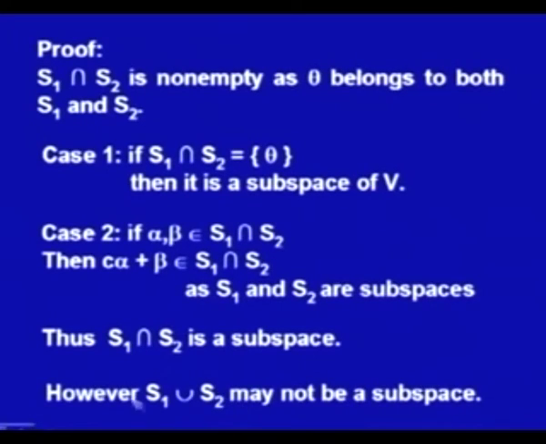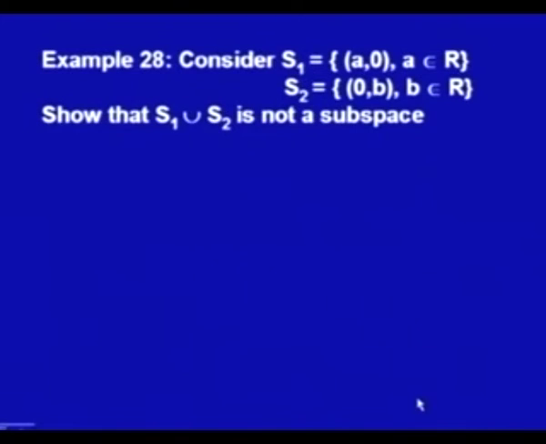However, if you consider the union of the two sets, it may not be a subspace. Now, to prove this, we have to establish by example. So, this is the example which we consider. S1 is equal to the set of (A, 0), A belongs to R. So, it is a subset of R2. S2 is (0, B), B belongs to R.